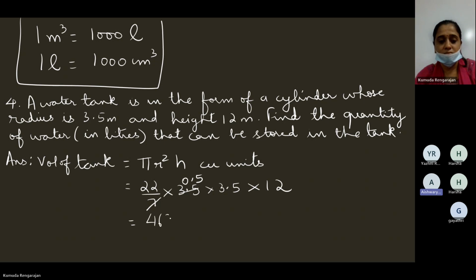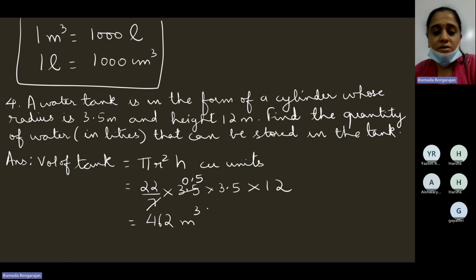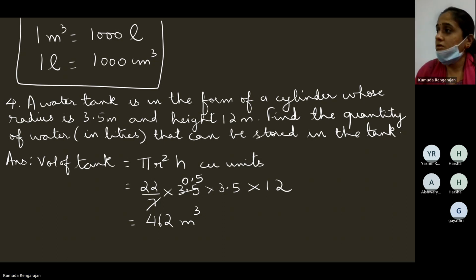Was it 462? Yeah, 462 meter cubed. 1 meter cube, 1,000 liters. 2 meter cube, 2,000 liters. 3 meter cube, 3,000 liters. So 462 meter cube will be 462 followed by three zeros meter cube, sorry, liters.